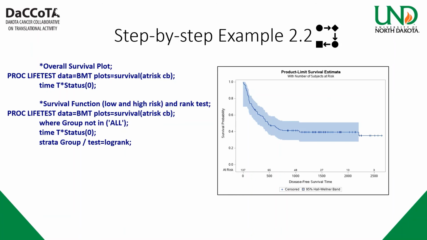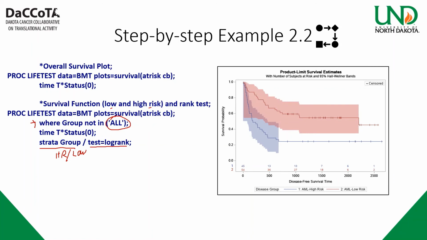So let's do a survival function for low and high risk, and then the log rank test. We're just going to use 2 groups, low and high risk. One way to do that, we can just do a LIFETEST again, but then add a WHERE statement where we essentially exclude the ALL group. And then we'll use STRATA by group now, which just has 2, the high risk and the low risk. And then we'll use the log rank test for the test. I think by default it'll do multiple ones.